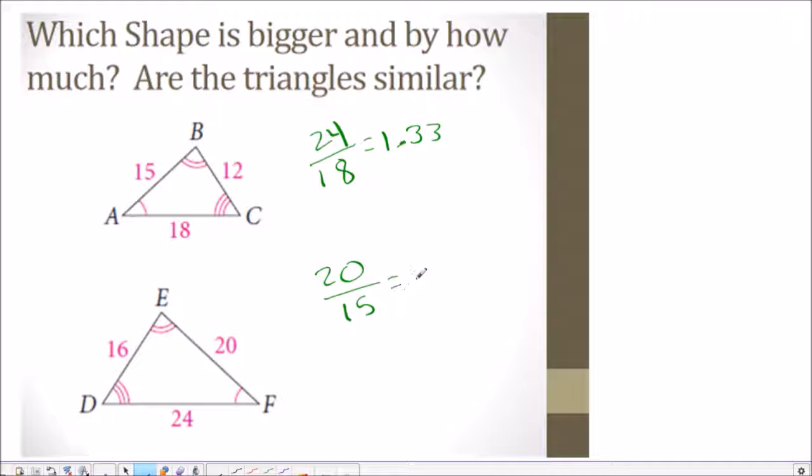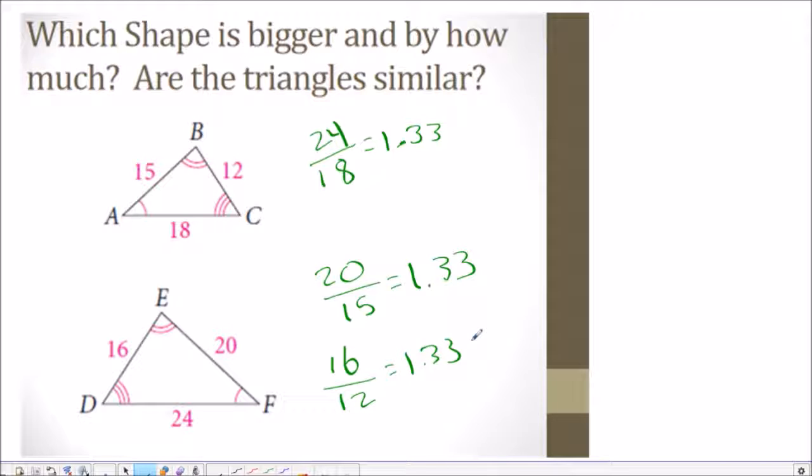20 divided by 15, type it in my calculator real quick. That is also 1.33. Okay, and one more, 16. And now we need to figure out where that corresponds on the other shape. That corresponds to 12. So we're going to bring the 12, 16 divided by 12, that's also 1.33.